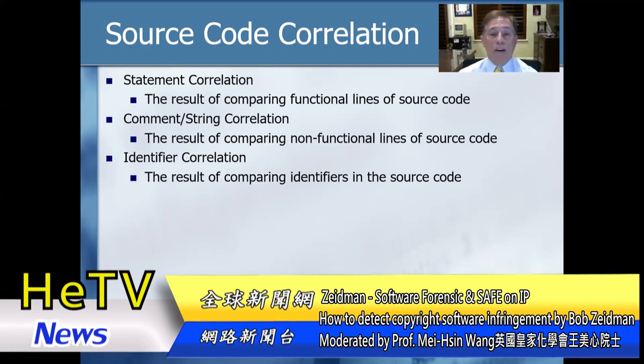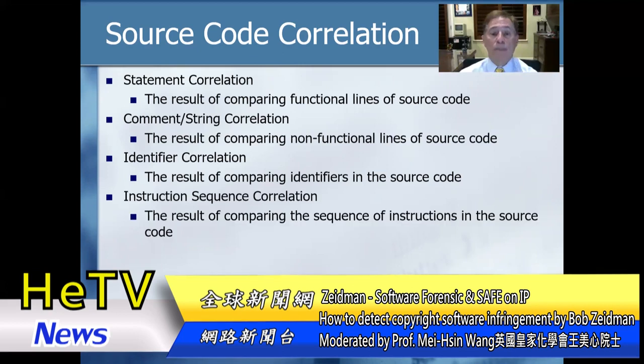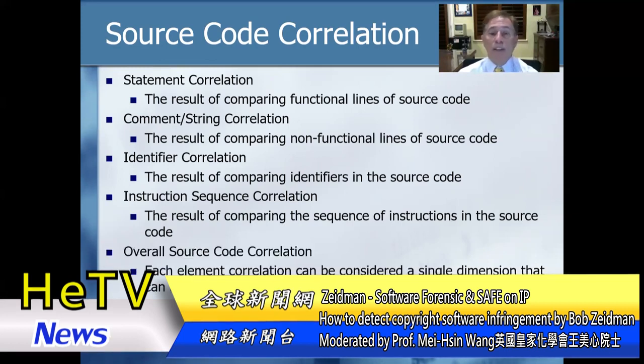Then there is identifier correlation, which is the result of comparing identifiers in the source code. There is instruction sequence correlation, which is the result of comparing the sequence of instructions in the source code. And then an overall source code correlation that is a multi-dimensional correlation which combines all of the above correlations into a single score.